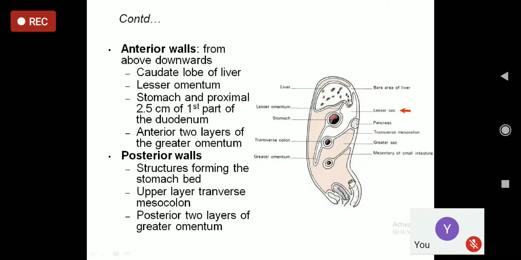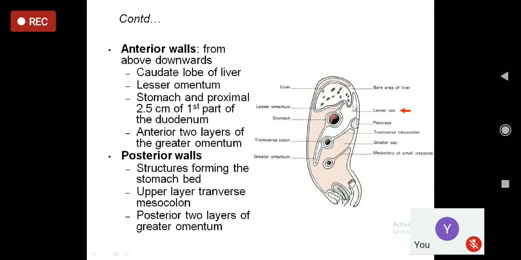So the caudate lobe of the liver, lesser omentum, stomach, proximal 2.5 centimeter of the duodenum, and the anterior two layers of the greater omentum, as we discussed before. That is the anterior wall of the lesser sac, and the posterior wall is formed by the stomach bed, the structures which form the stomach bed, as we discussed before.